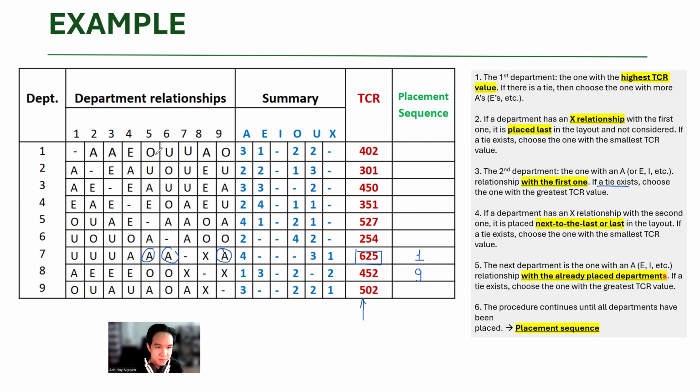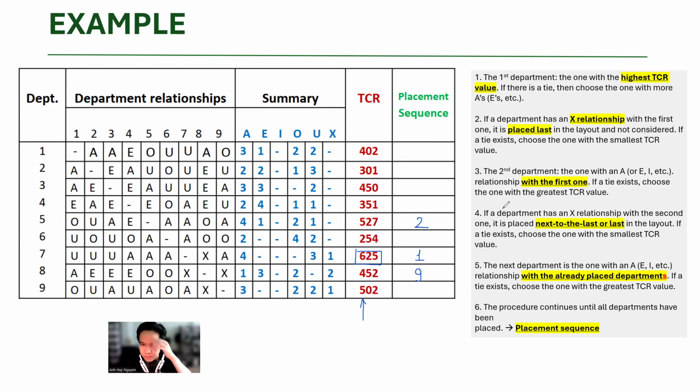Now, number 5, number 6, and number 9. Which one is the highest? Let's see. 5, 6, and 9. So 527 is the highest TCR value among these 3 values. So we choose department number 5 as our second department.